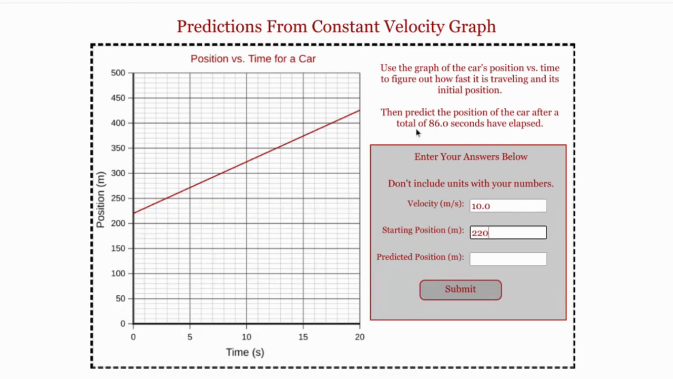And then it wants to know in this particular problem, where would it be at 86 seconds? Well, if it's traveling 10 meters every second, 10 meters per second, then to find out where it is, you just got to do velocity times time. So I'm going to do 10 times 86, and I'm going to get 860 meters. So when I go down here, 860.0. So hopefully these answers are all good. Let's see what it says.